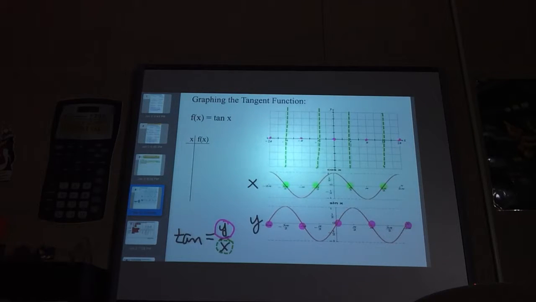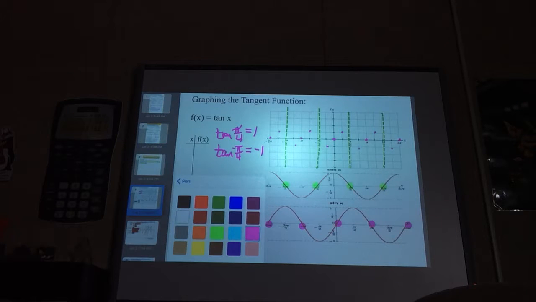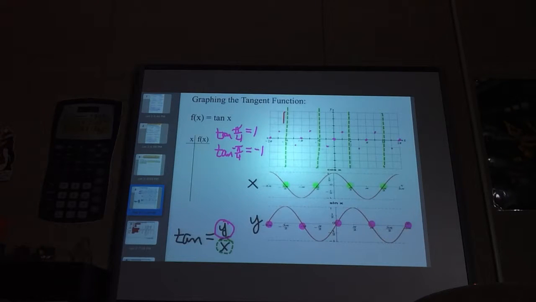So one thing we can think about is that the tangent of pi over 4, or 45 degrees, is equal to 1. So we know over here we're equal to 1. So to the right of every one of these zeros, we're going to be equal to 1. Because of our rules of coterminal angles, it's going to flip back around. The tangent of negative pi over 4 is equal to negative 1. So it's negative 1 over here. What we end up getting is some interesting things that occur.